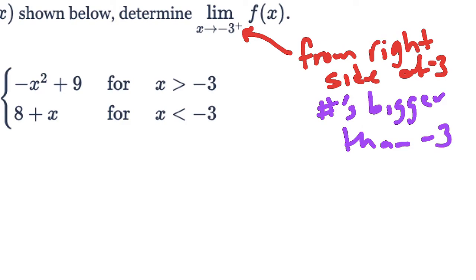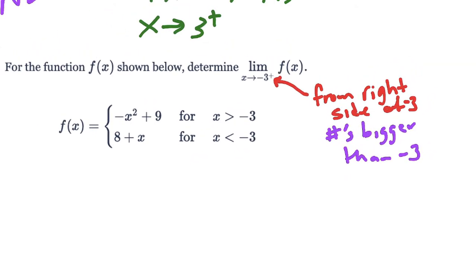So from the right side of negative 3, numbers bigger than negative 3, so bigger than negative 3 is this one right here. That's the numbers that are bigger than negative 3 when x is greater than negative 3. So that's the only one we have to look at.